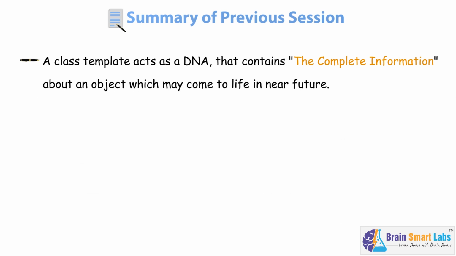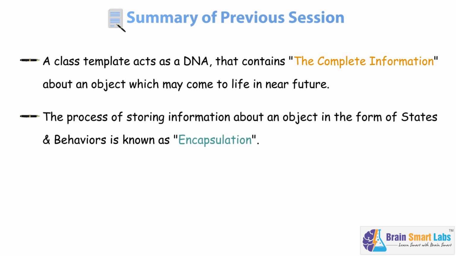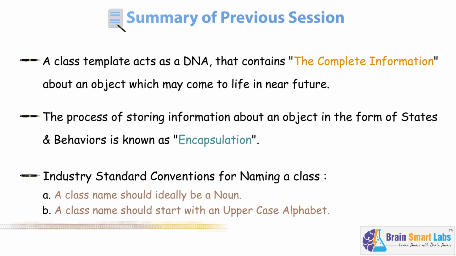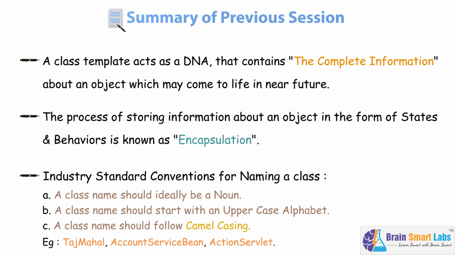After seeing what are states and behaviors, we understood a class template in Java acts as a DNA that contains the complete information about an object which may come to life in the near future. Here we understood the process of storing information about an object in the form of states and behaviors is known as encapsulation. In our next section, we saw the industry standard conventions for naming a class, wherein a class name should ideally be a noun starting with an uppercase and later followed by camel casing. For example, Taj Mahal, account service bean, action servlet, etc.